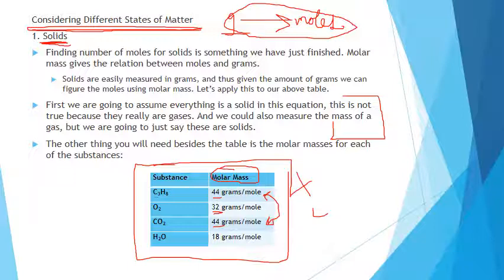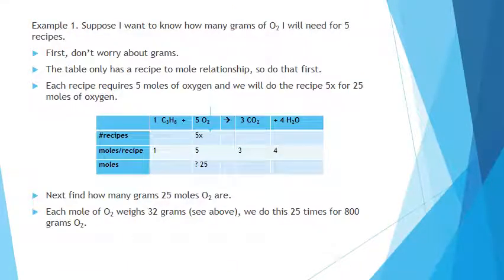And that usually is solids, but it doesn't have to be, but usually solids. Okay, so example 1: suppose I want to know how many grams of oxygen I will need for 5 recipes. Now look at the table. Notice the table has moles and recipes. It doesn't have a grams-to-recipe relationship.